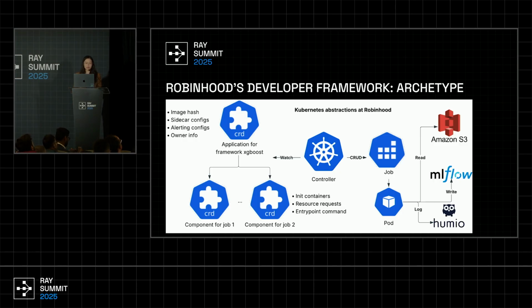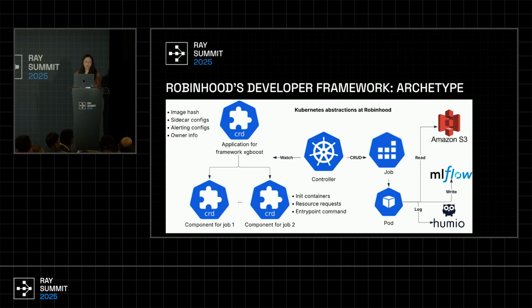The Archetype framework consists of two custom resources. There's the application custom resource and the component custom resource. On the application level, you can configure the image hash, which maps to the version of code that you're running, and you can configure what sidecars you want to run. Some example sidecars are like Envoy or like telemetry-related sidecars. And then you can configure your level of alerting and some metadata, like who owns this application. Each application can optionally have one or more components, and on the component level, you can specify what init containers you want to run and what resources you want to request for each container, and what's the entry point command to your binary or script, whatever you're running.